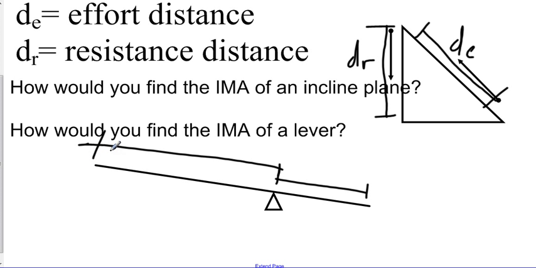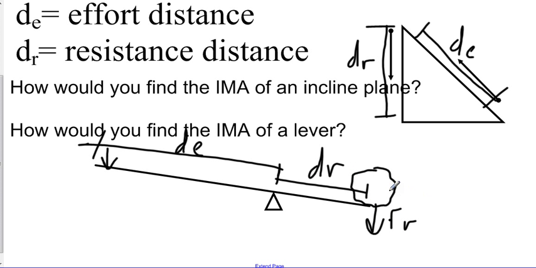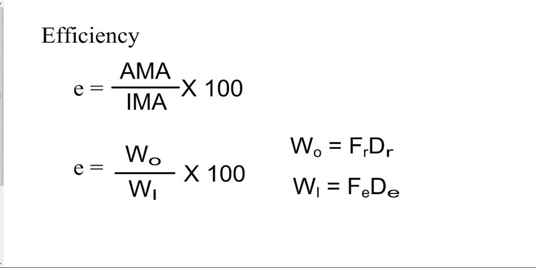So if this is where you are applying your force, then this would be your dE to the fulcrum. And if our object were a boulder that we're trying to move over here, this would be our dr, this would be our fr, and this would be our fe. So we can use just the length of that part of the lever. We could also use the distances that we have to move, but usually this is an easier way to look at it. This brings us to efficiency.